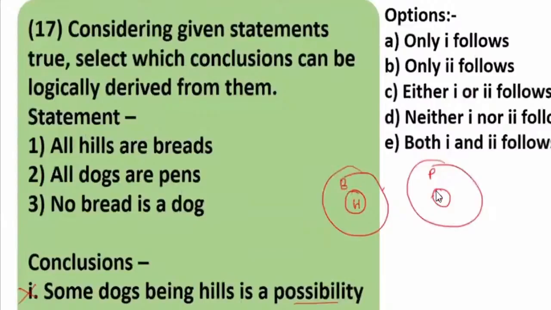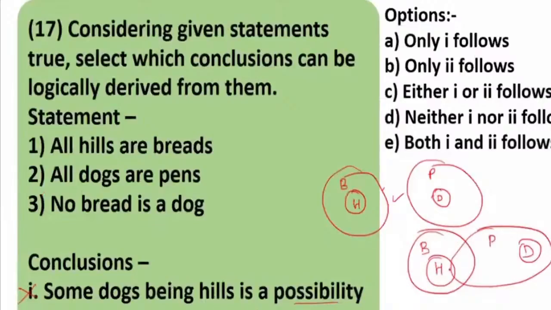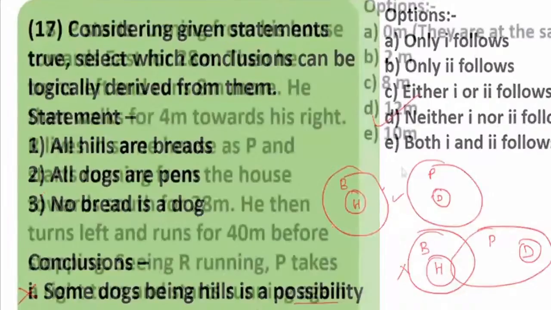A normal conclusion has to be true in all the possible Venn diagrams. It is true over here. We can draw this Venn diagram like this also. This is bread. This is pen, and this is dog. So here pen and hills overlap. So hill can be a pen. So it is not following over here. So it is not a valid conclusion. Neither one nor two follows.